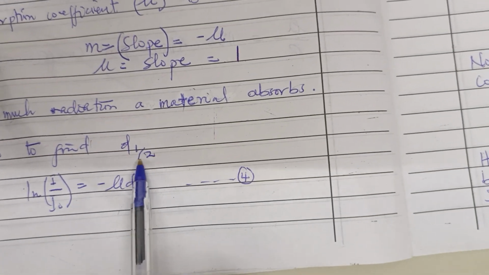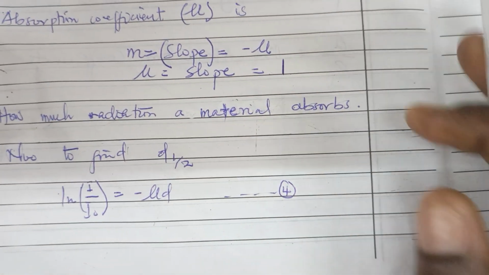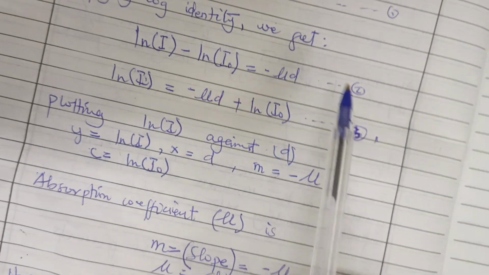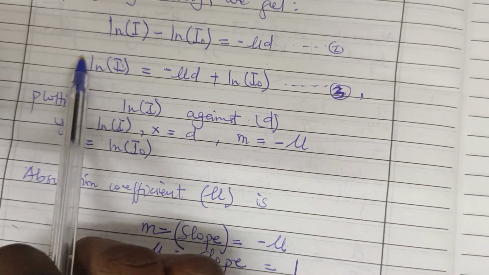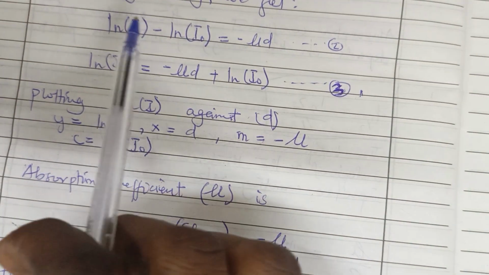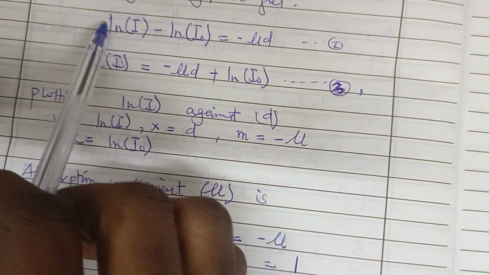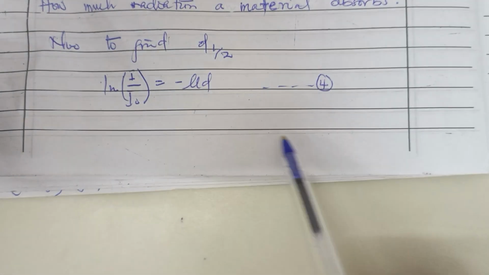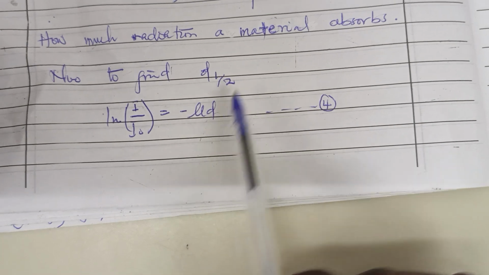Now, to find the half-life thickness of the material, we further apply log to this expression. This and this are the same, it's just the arrangement. So we can choose to apply log to this, and then when we do that, we get this expression here.